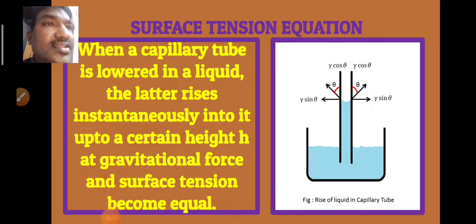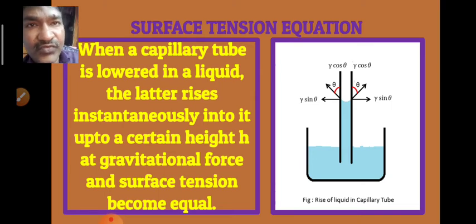Now we go for the derivation of the equation to calculate the surface tension. So we derive the equation for the surface tension by taking the help of the capillary tube. A capillary tube is a thin hollow glass pipe. When we lower the capillary tube into the liquid, what happens is that due to surface tension, some portion of the liquid rises up into the capillary tube.